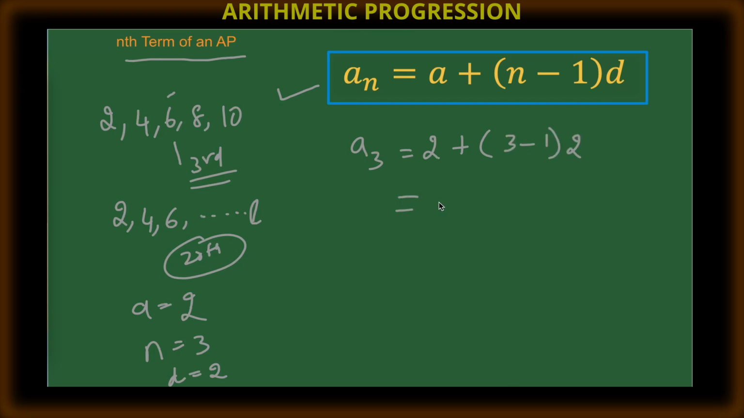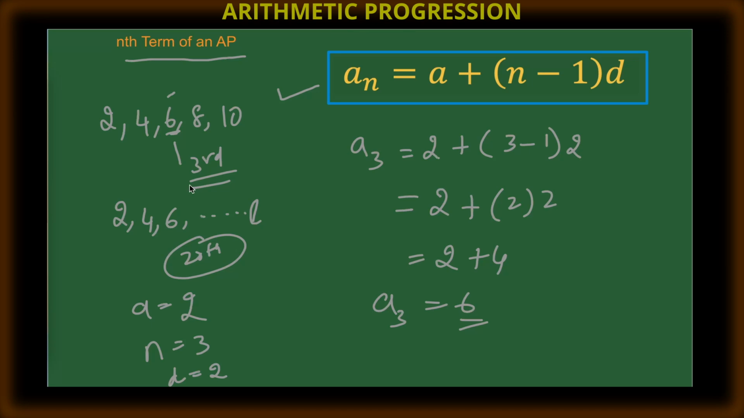Okay, let's try to simplify. 2 plus 2 into 2. Okay, 2 plus 4, 2 twos are 4, so 2 plus 4 is 6. So from this we know the third term of this arithmetic progression is 6. Is this correct? We can see here.